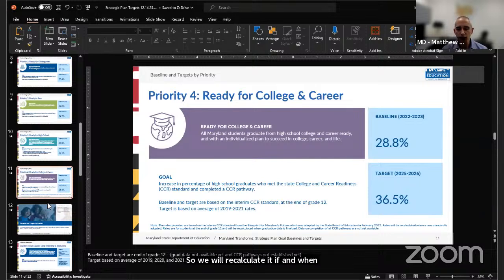So this is based on the test standard of meeting proficiency in ELA and math high school assessments. And then third, we don't have all data on pathways. Some are not completely finalized yet in terms of what a pathway looks like. So these calculations are 28.8% in 2022-2023, the percent of students at the end of grade 12 from last year that had met the standard. Based on the average of rates in 2019, 2020, and 2021, we arrive at a target of 36.5%.